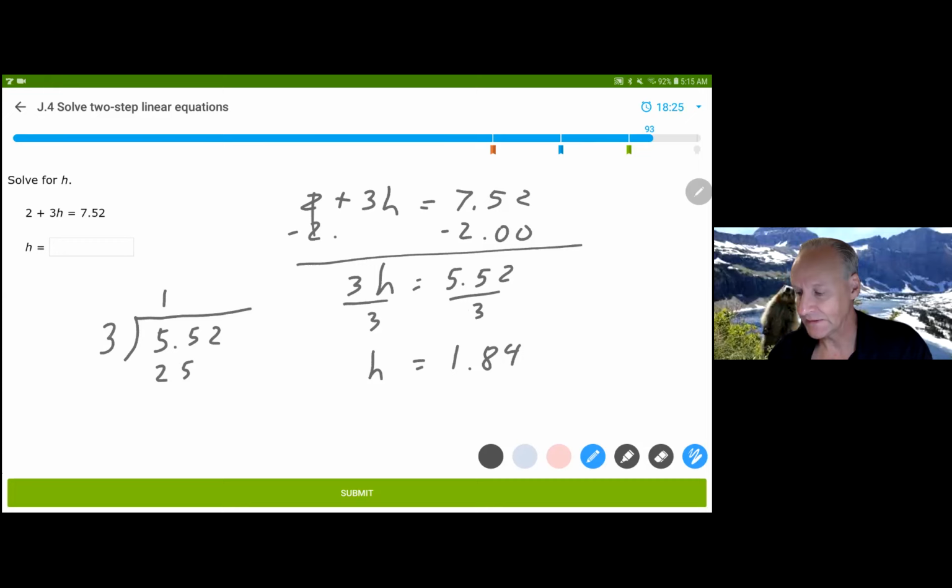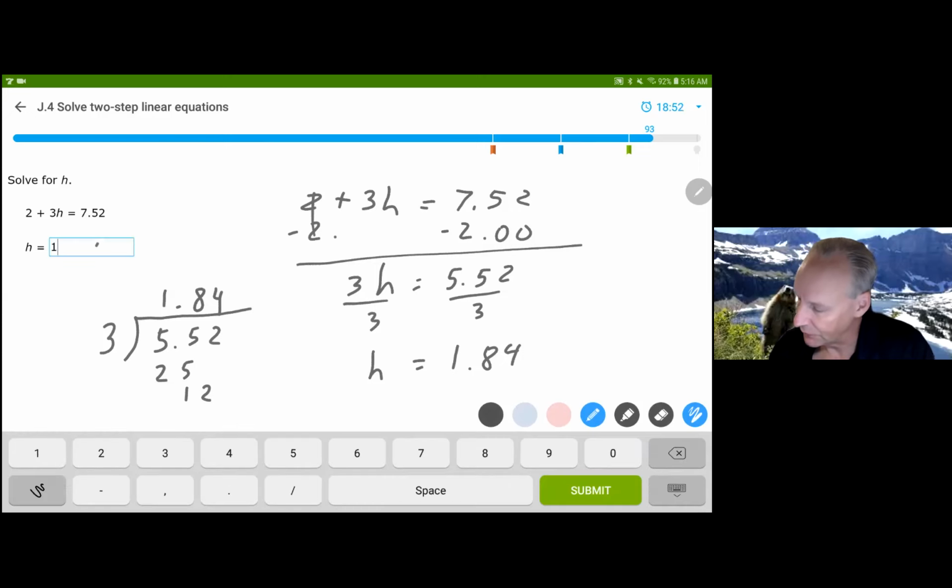Then they say, 3 goes into 25 8 times, but they don't actually do the multiplication and the subtraction on the paper. They just do the 24 in their head. So 8 times 3 is 24, and then they subtract, and they write down the 1, and bring down their 2, and 3 goes into 12 4 times. You can see that it looks a little bit neater than ours, and of course you don't use up an entire page doing a long division. So that is 1.84.